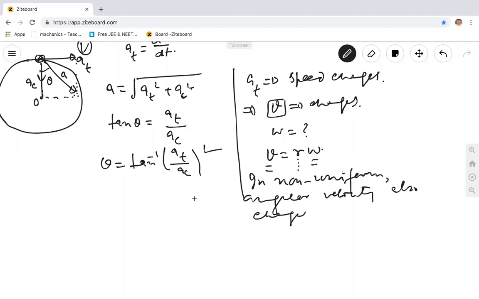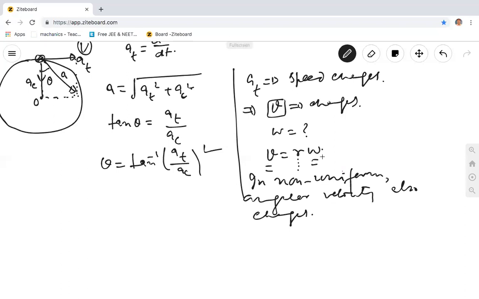But if you concentrate very sharply, it is speed which changes, because there is tangential acceleration that makes the speed change. That also leads omega to change. So what we have to do is only remember that there is tangential acceleration. From there, we can have so many conclusions.